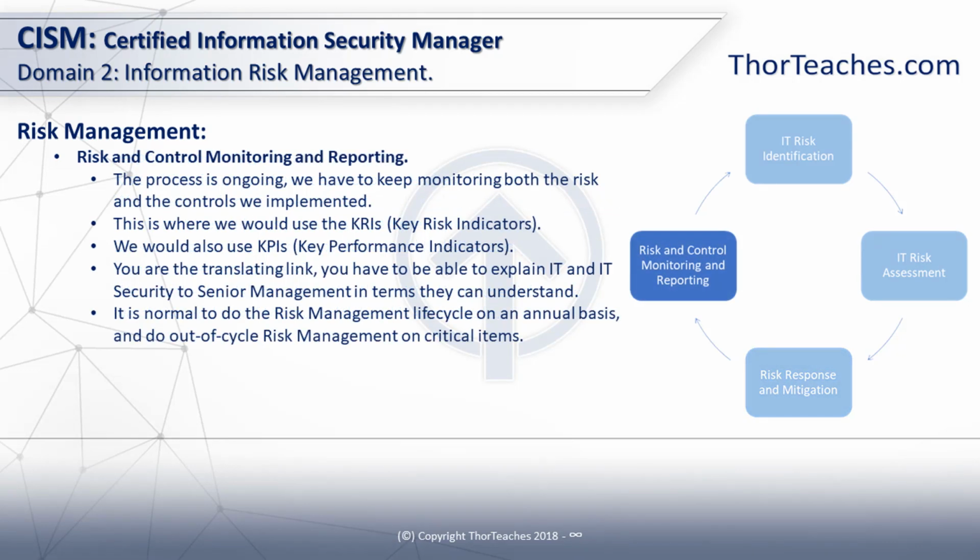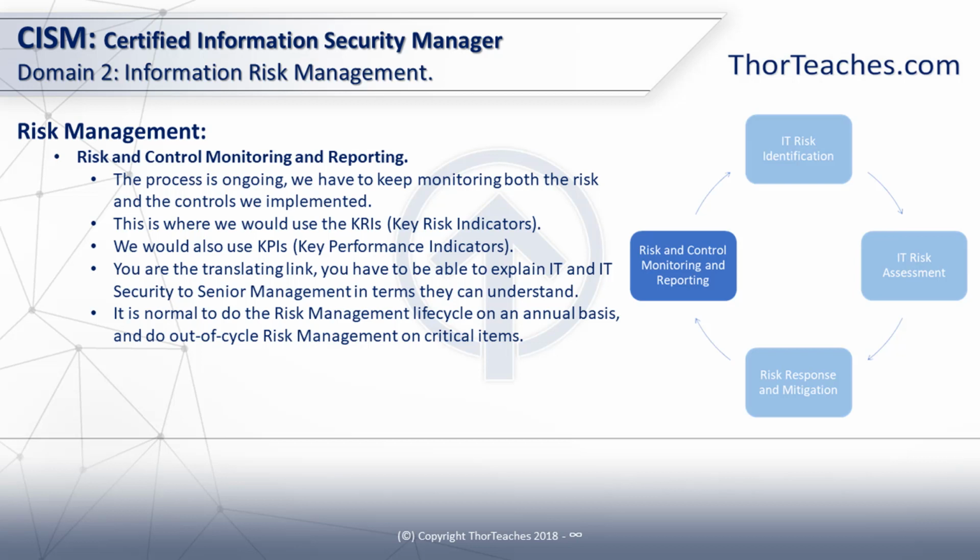Which then brings us to the fourth step, risk and control monitoring and reporting. It does sound a little weirdly worded, but it is both the risk and the controls we implemented that we're monitoring and reporting on. And the risk and control monitoring and reporting is an ongoing process. We keep monitoring the risk, we keep monitoring the controls we put in place to see if they're enough. Or if new risk emerges or the risk actualizes in a way we didn't expect.